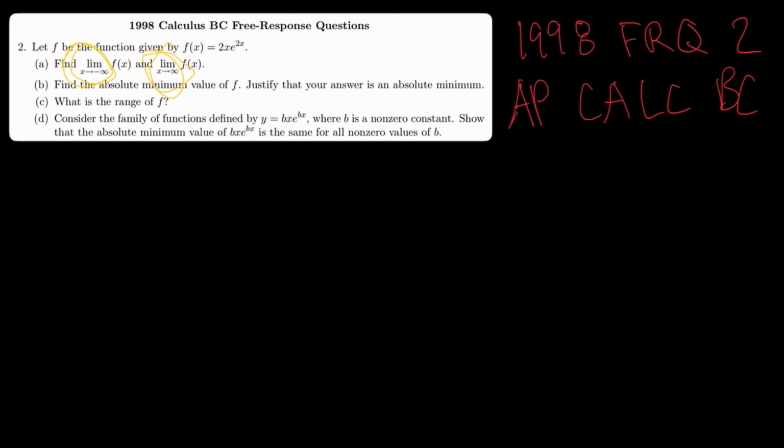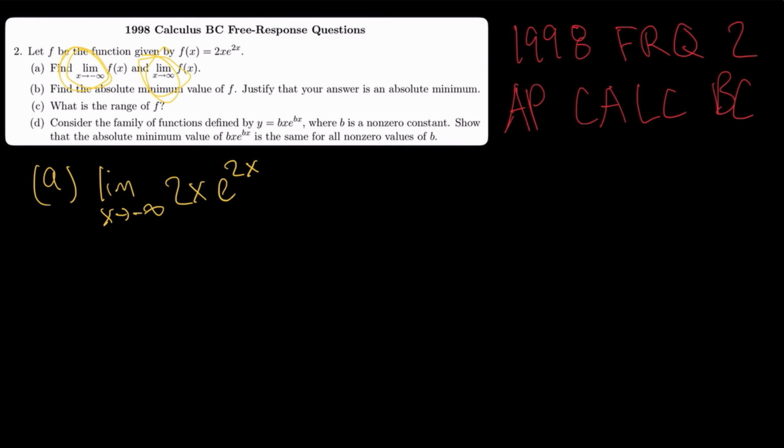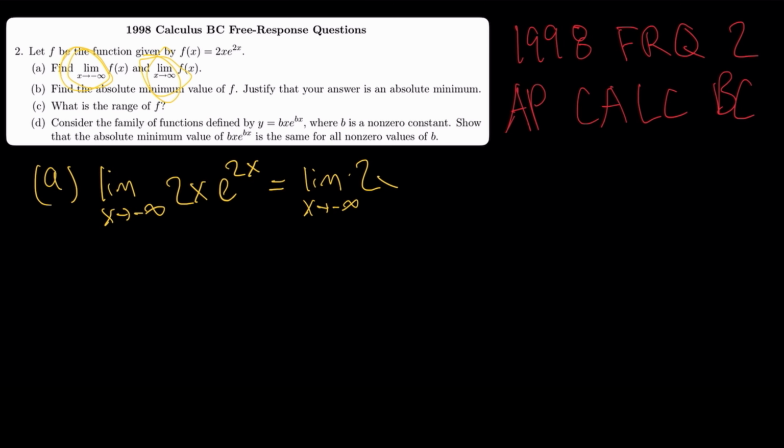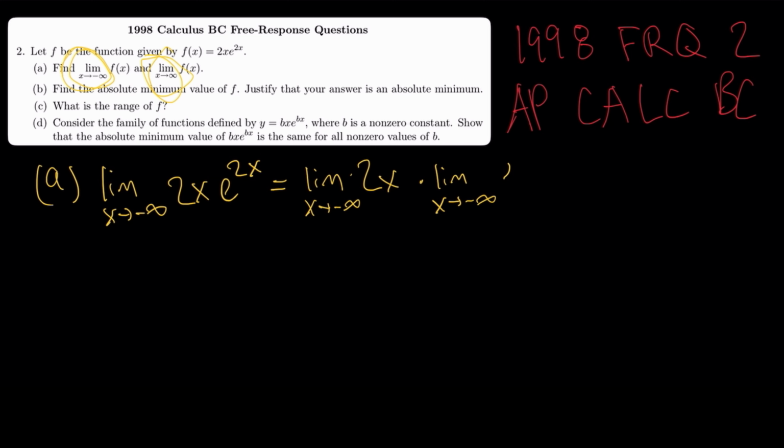To begin, let's first just do the limit as x approaches negative infinity of 2x e to the 2x. And for this, I actually think it might help if we separate this into two limits. So we can do the limit as x approaches negative infinity of 2x multiplied by the limit as x approaches negative infinity of e to the 2x.